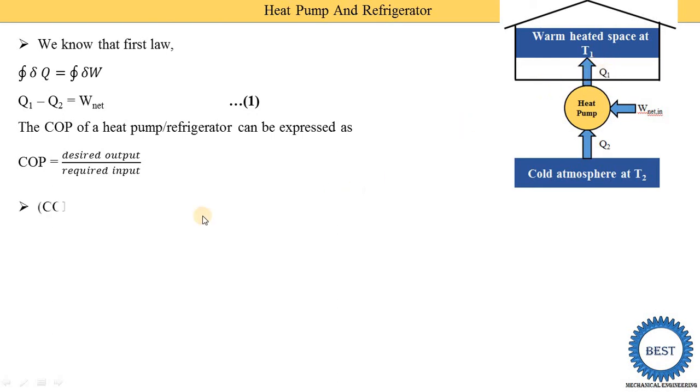The equation of the COP for the heat pump, written as COP bracket HP, is: desired output is Q1, because here the higher temperature is there, divided by required work input. Required work input is W net, and W net is also written as Q1 minus Q2. From equation 1, you see W net is equal to Q1 minus Q2.